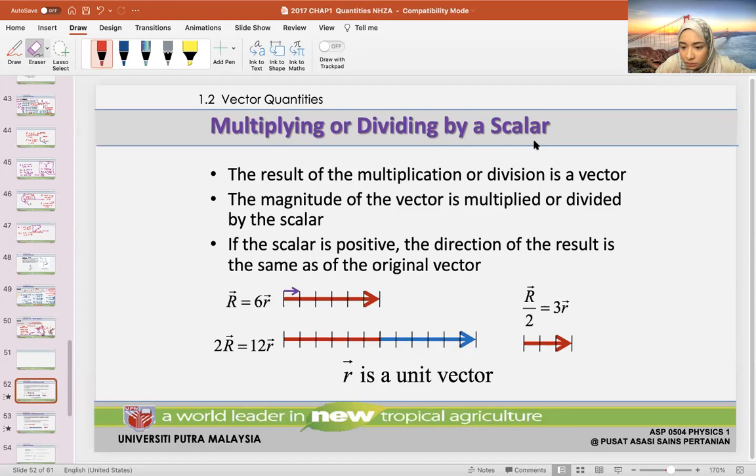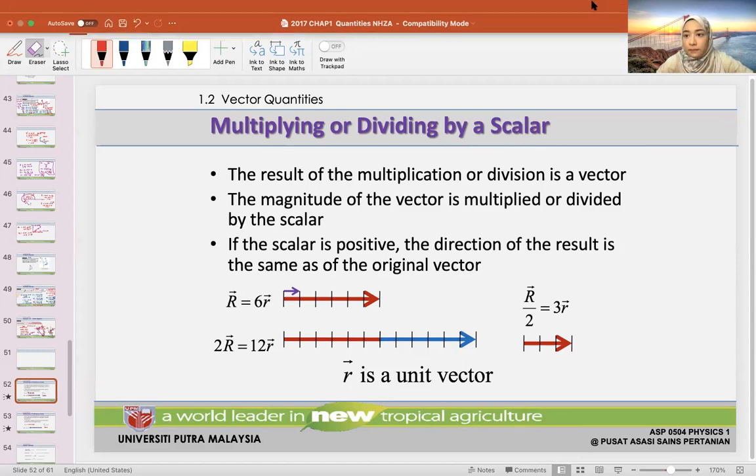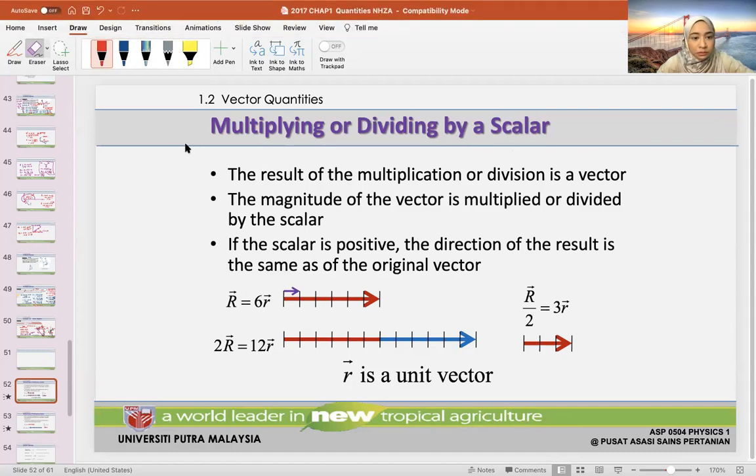Doktor, macam mana 10 darjah boleh jadi 260 darjah untuk vektor C? Is it not 180 plus 80? Betul kan? 260. Okay, nanti kita cakap sama. One minute to go.